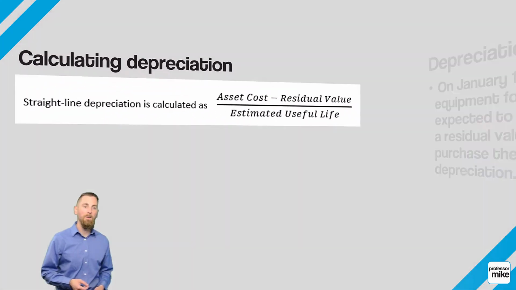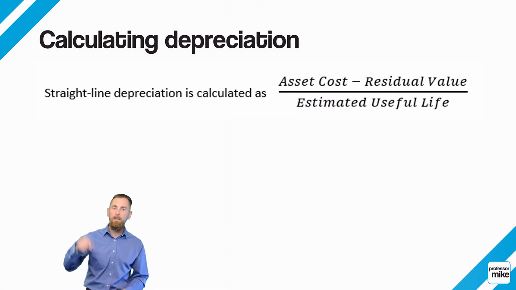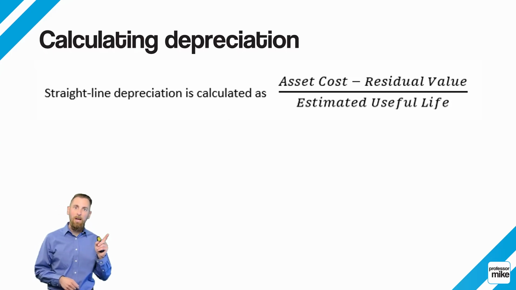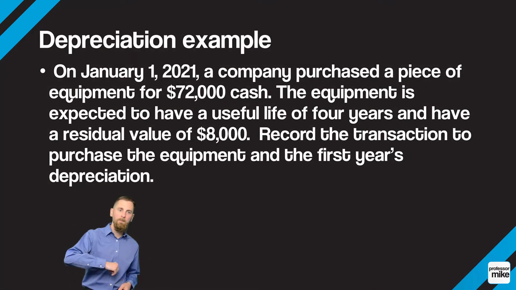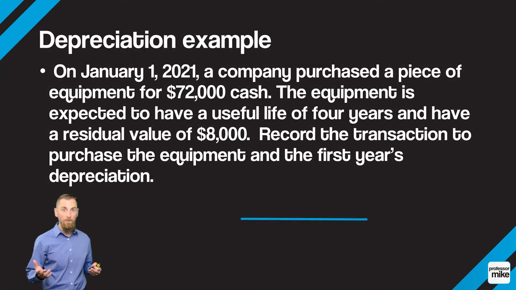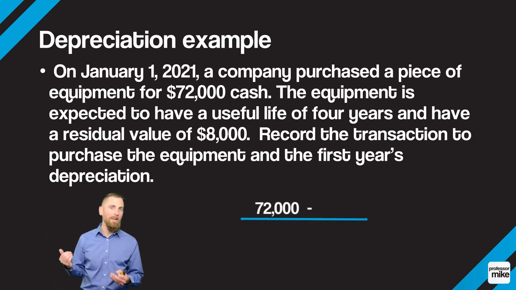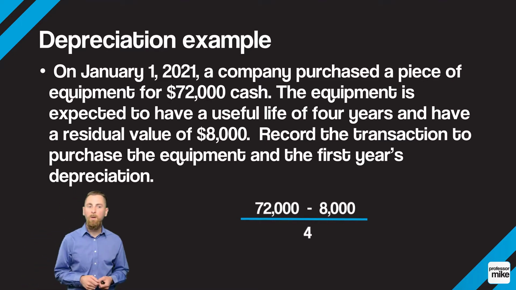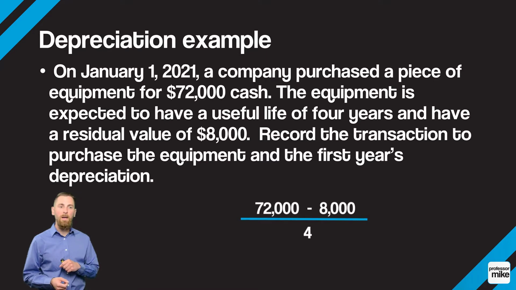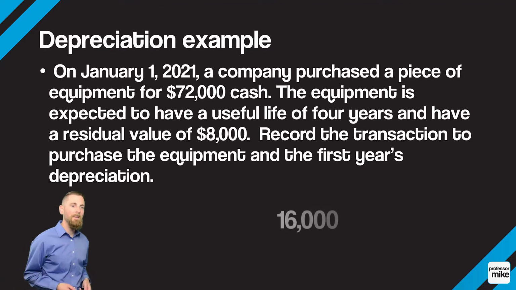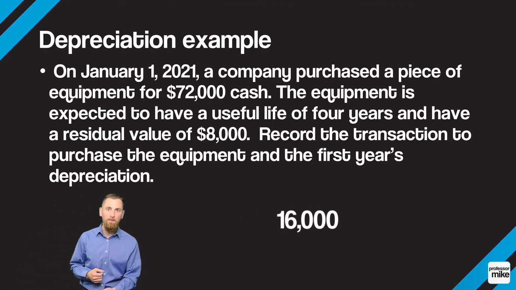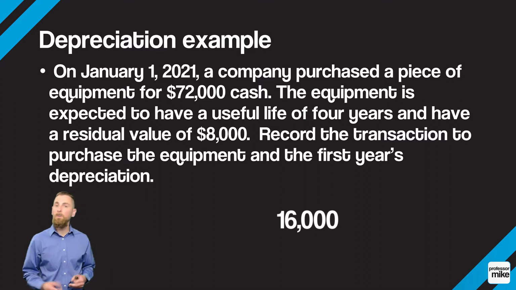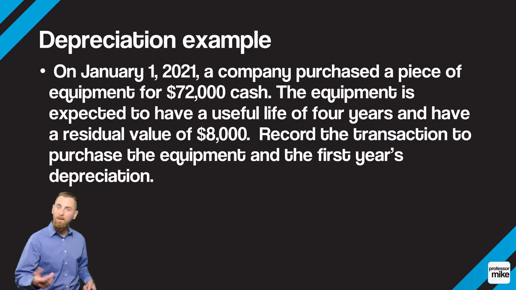If we go back, we can take a look at our calculating depreciation formula again, and that's going to be the cost minus the residual value divided by the estimated useful life. Well, for our problem here, the cost is $72,000 cash. The residual value is $8,000. That's what we think it's going to be worth after the 4 years, which is the useful life. So we go 72,000 minus 8,000 divided by 4 equals $16,000 per year is what we're going to expense for depreciation. And that account is going to be called depreciation expense.